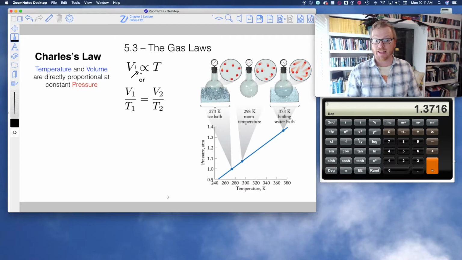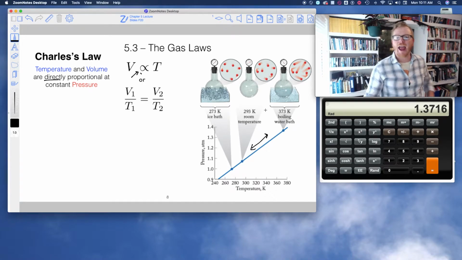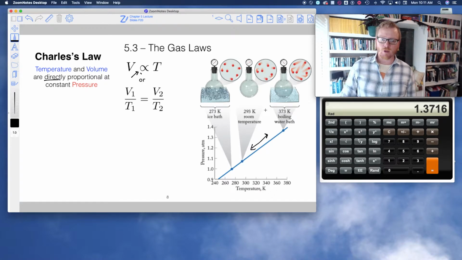And again, I could also make an algebraic relationship out of this: V1 divided by T1 equals V2 divided by T2. Because they are directly proportional, a graph of volume versus temperature is just going to be a straight positive increasing line. So in other words, if I have a sample of a gas and I increase the temperature, then its volume will increase, okay?